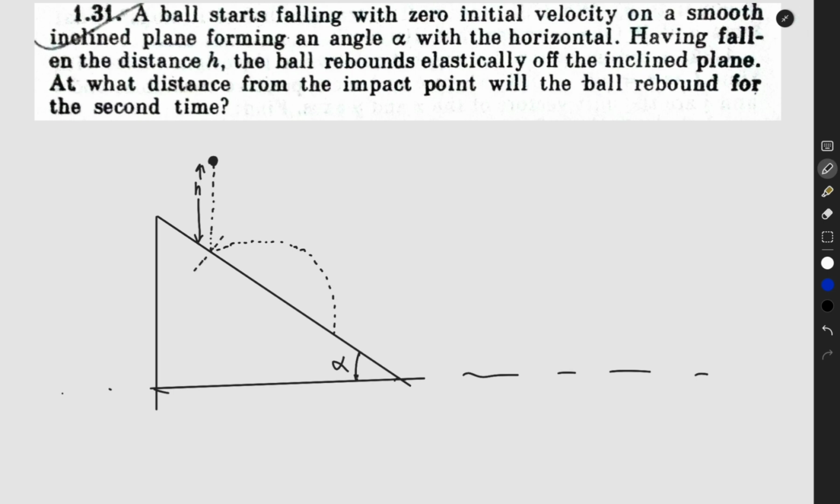So let's make a normal here. So this normal makes an angle of 90 degrees with the plane of the inclined plane.